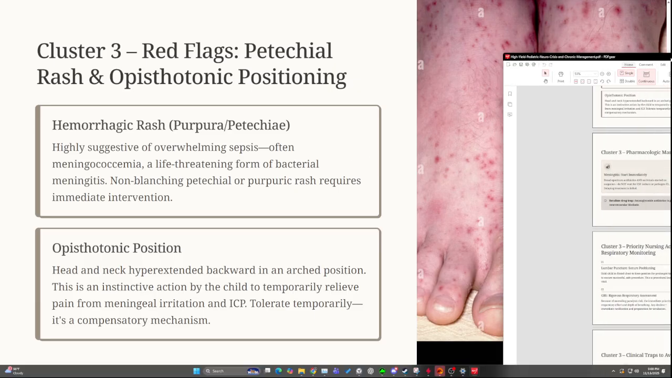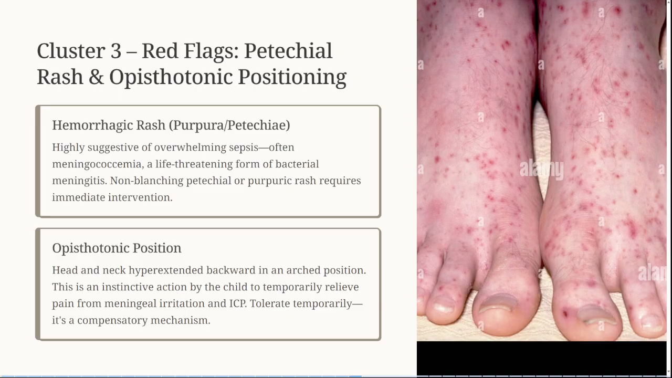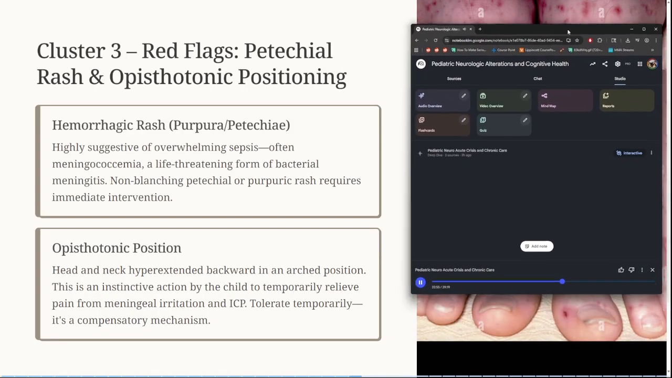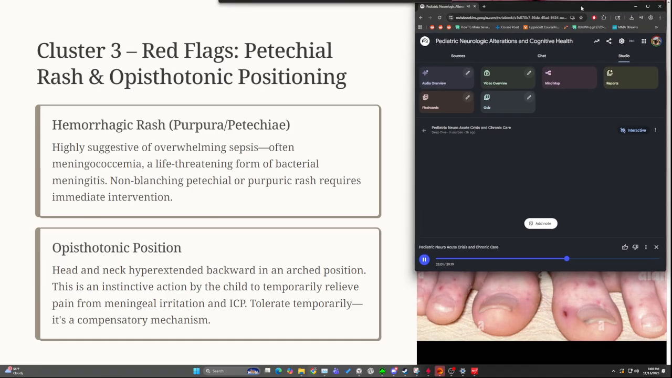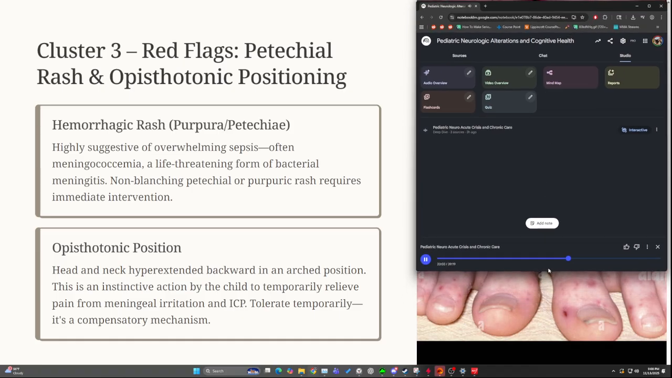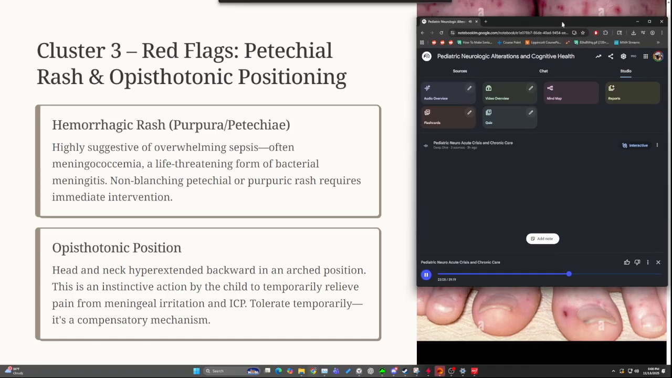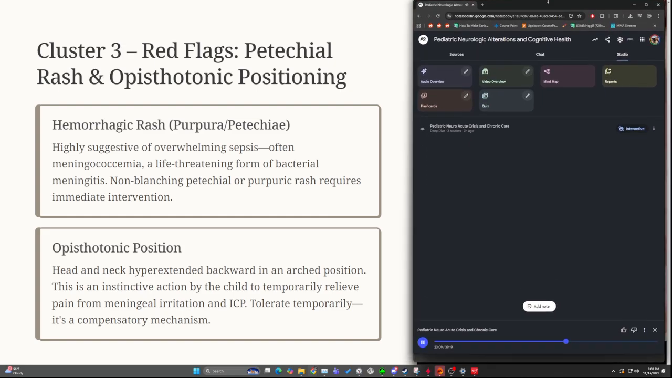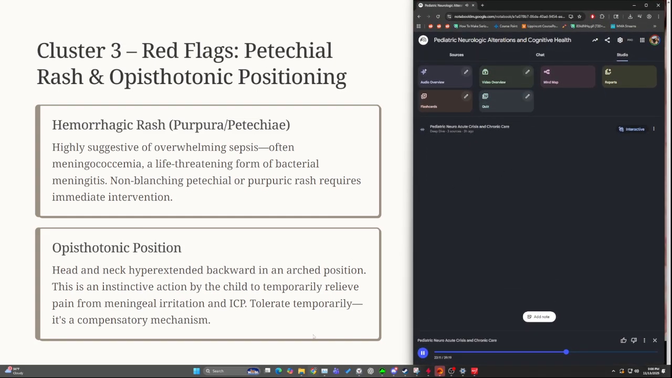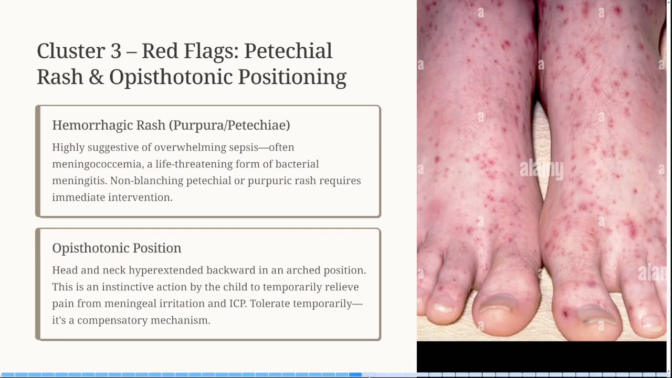And a positioning detail. The opisthotonic position where the head and neck are hyperextended. Right. That's actually an instinctive action by the child. They do it to temporarily relieve the pain and discomfort from the increased meningeal irritation and ICP. It looks alarming, but we tolerate it temporarily. The GBS priority is singular. It is. Because of that risk of ascending paralysis, the immediate priority assessment is respiratory effort and depth of breathing. Any decline warrants immediate notification and preparation for intubation.